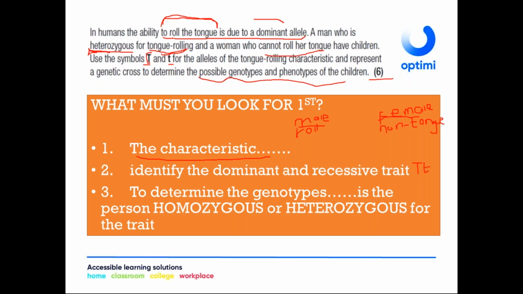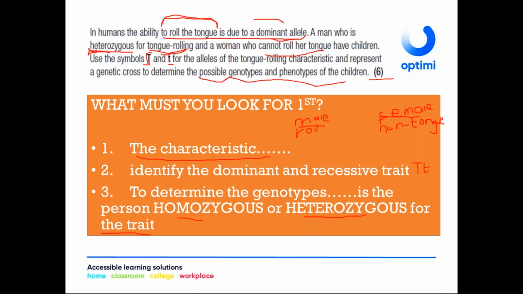How do we know that? They told us here. In humans, the ability to roll the tongue is due to a dominant allele. Okay. Number 3, we need to determine the genotypes. Is the person homozygous or heterozygous for the trait?